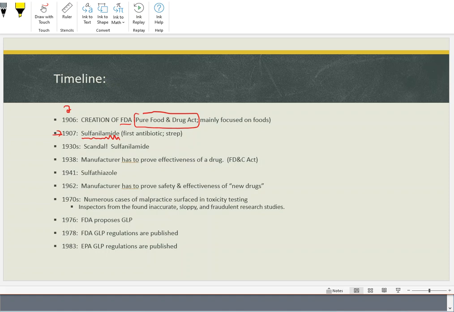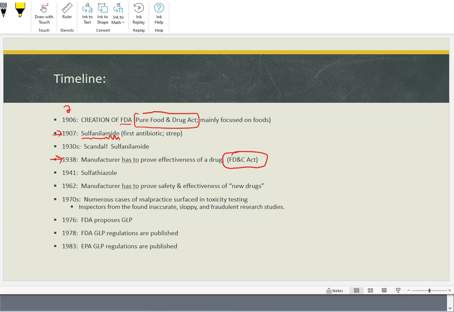And we'll talk about this in just a second, but this was a big red flag, and the United States had to figure out how on earth can we prevent this scandal from happening again. So 1930s, we get a red flag, we get a problem, and that initiates a 1938 change. And in 1938, we get the FD&C Act. And the FD is food and drug, and the C is now cosmetics. So now cosmetics falls into the discussion.